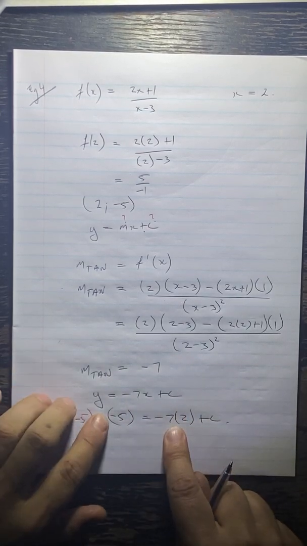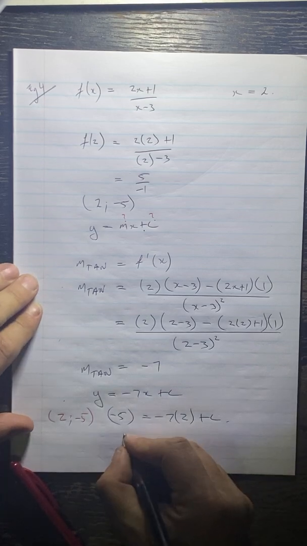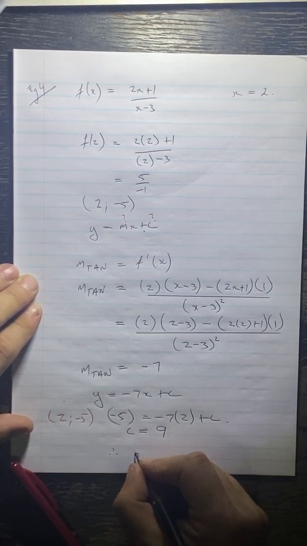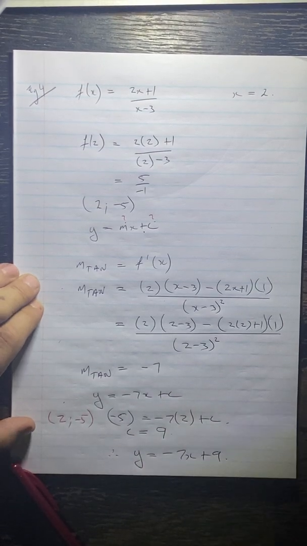That gives us minus 14. Take it to the other side, and we get minus 5 plus 14, so c is equal to 9. Therefore, the equation of this tangent is y is equal to minus 7x plus 9.